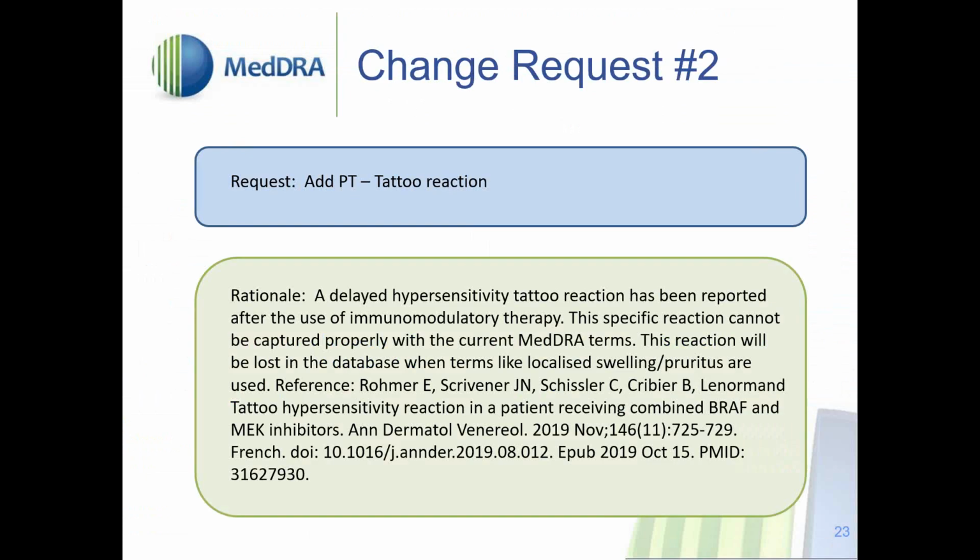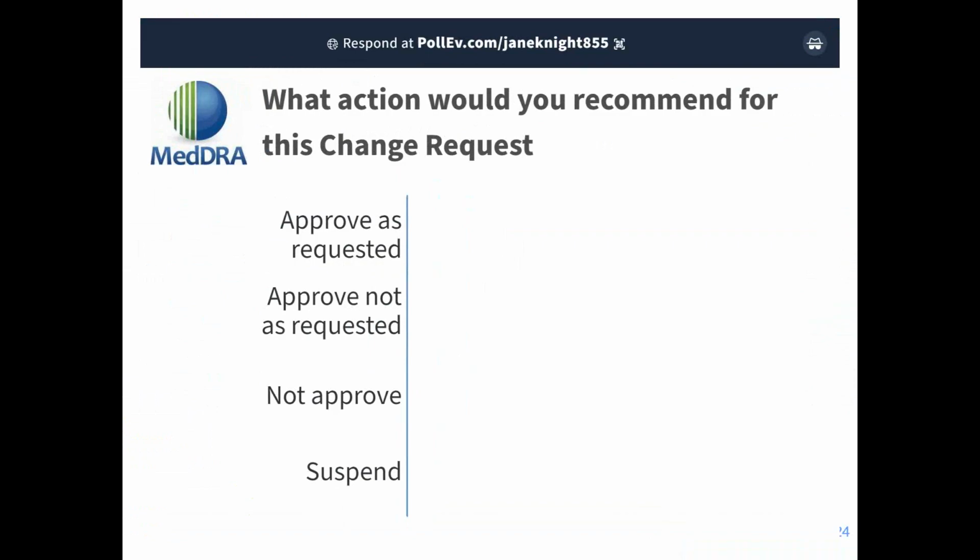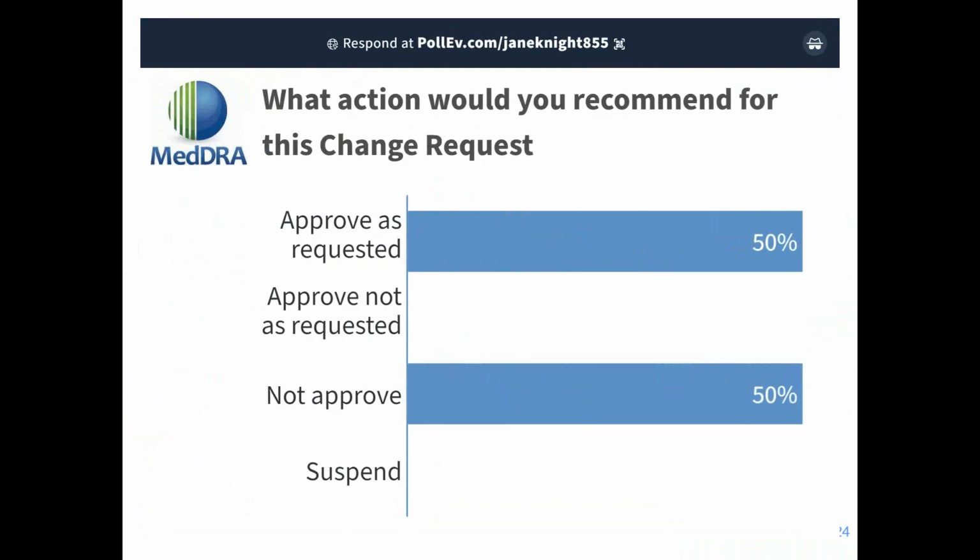So here's our second example. It was a request to add a PT of tattoo reaction. Here we have the rationale that a delayed hypersensitivity tattoo reaction has been reported after the use of immunomodulatory therapy. The specific reaction can't be captured properly with the current MedDRA terms, and the requester gives us a reference from medical literature. So what would you do if you were on our team? What would you do with this request? Would you approve it? Or would you change it in some way?